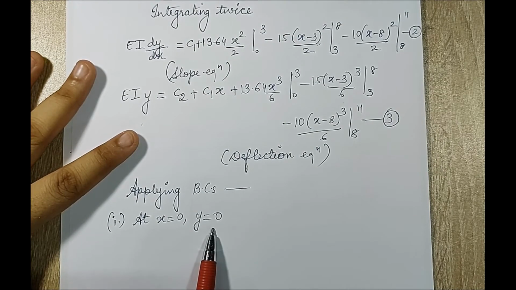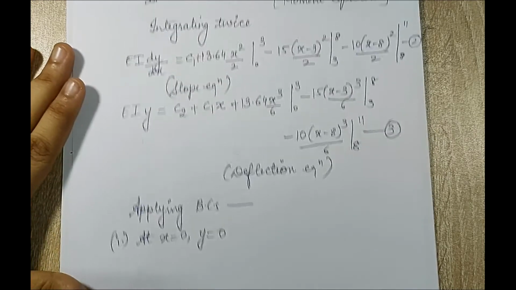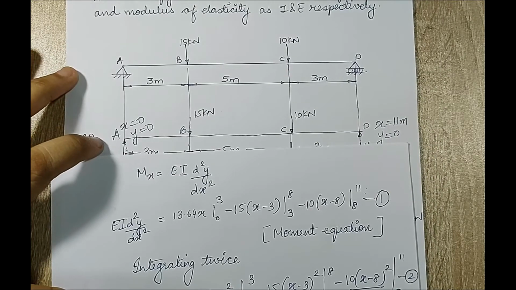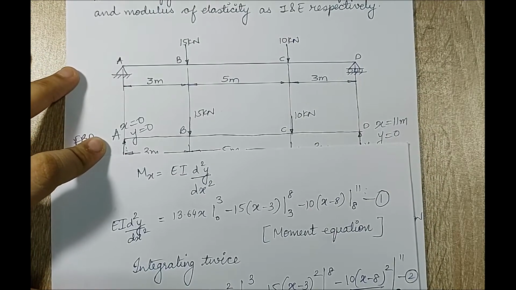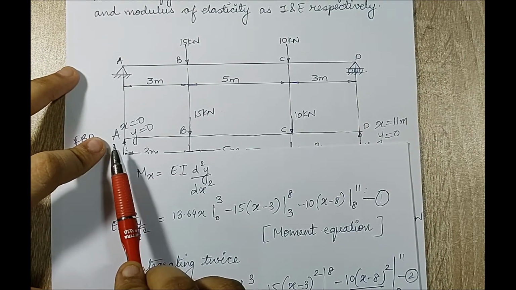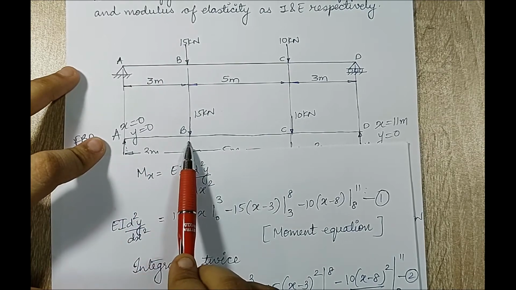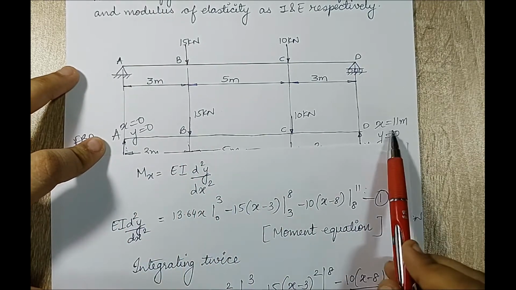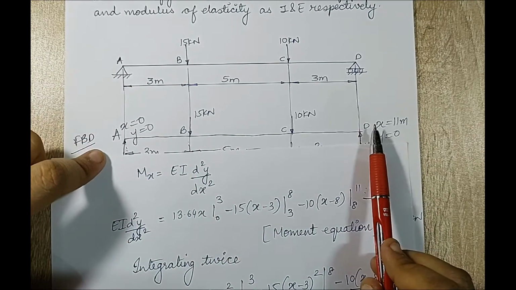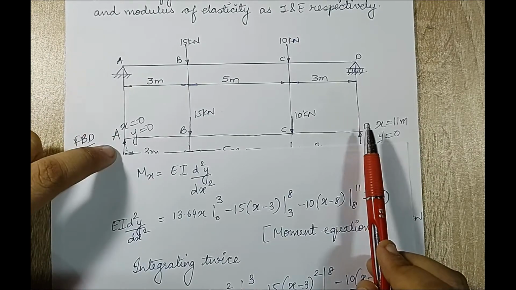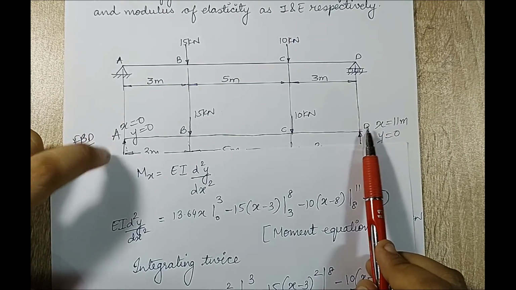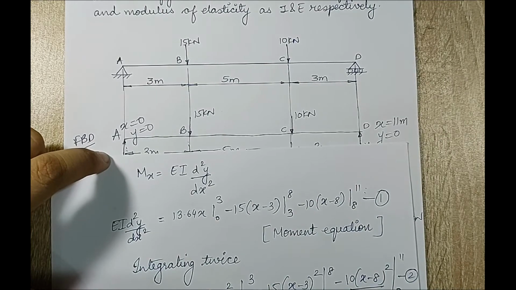I am writing x is equal to 0, y equal to 0. If you look at the diagram, x is 0 at point A. So when I talk about point A, I have to only consider the AB portion of the beam. When I talk about this boundary condition, which is the point D, obviously the entire beam is coming into picture. So in that case, I'm going to use the entire equation of deflection.